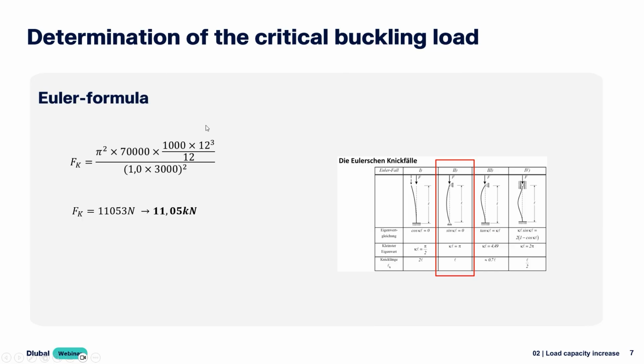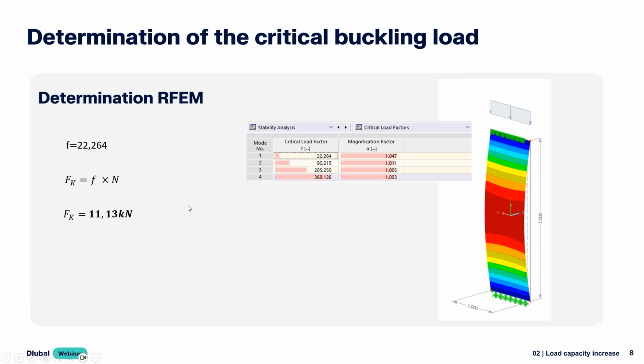So manually, we computed 1105 kilonewton. What does FM do? With FM, we computed a critical load factor of 22.264. Our load was 0.5. That means I get a critical buckling load of 11.13 kilonewton. So we see it's nearly the same as, or it is the same as the formulas. And in this way, we can check the results of RFEM 2.